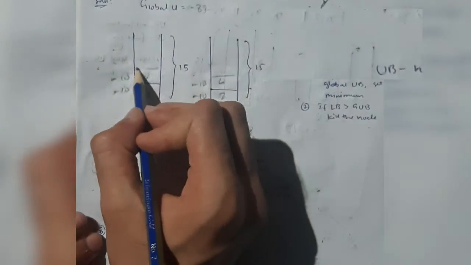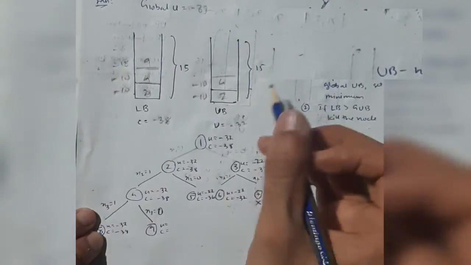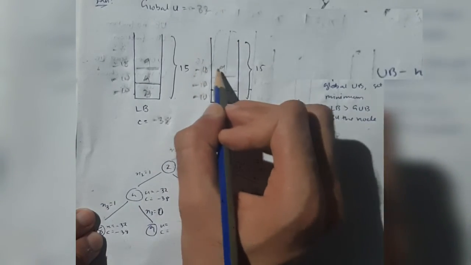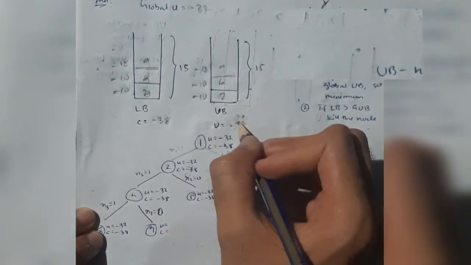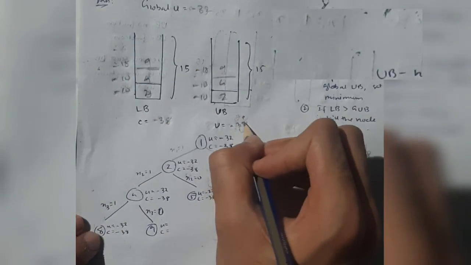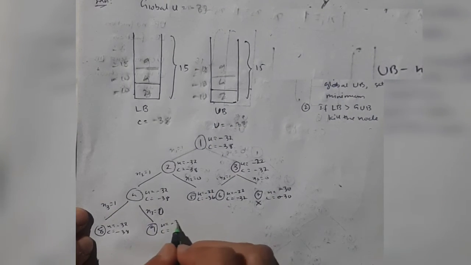If I include 9 here, 4, 5, 6, 6 plus 9, 15, and here the profit is minus 18. Here also the same thing, since it doesn't involve a fraction here, we can take 9 from here. The total profit will be minus 38. Okay, and here the upper bound also will be minus 38. So we'll be writing here the upper and the lower bounds, minus 38.